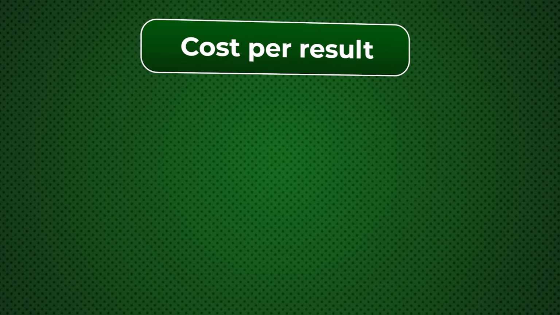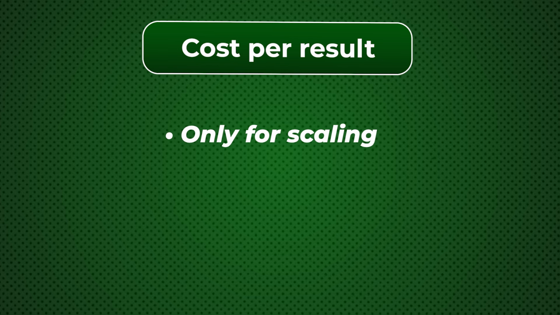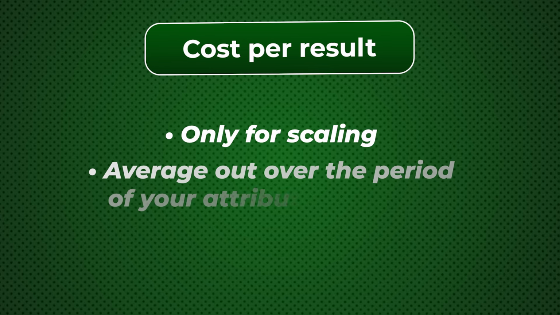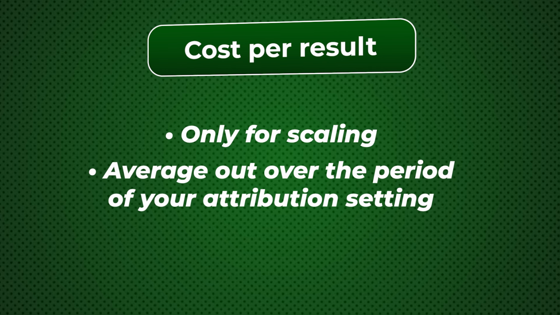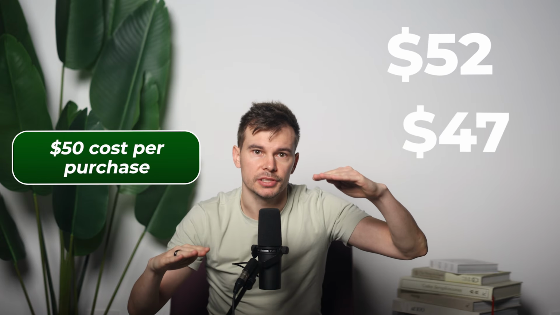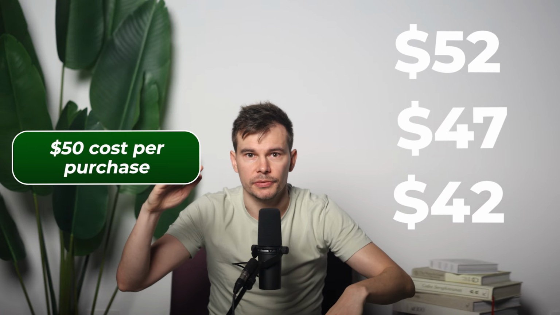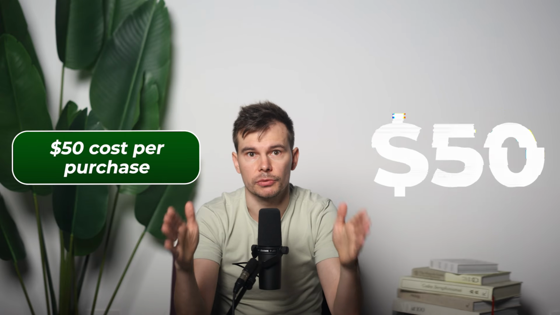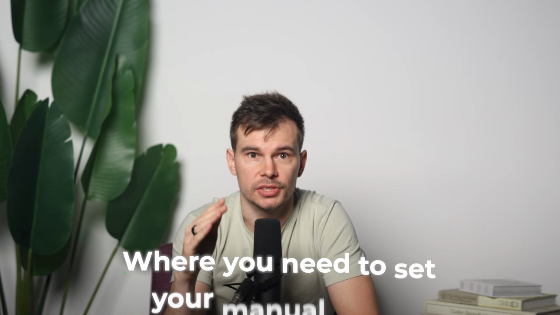and when. I use cost per results, which is also known as cost caps, and I use it only for scaling. I'm not using it for testing. It should average out over the period of your attribution setting. Let's say if you're using 7-day click attribution setting, then the results should average out in that period. So let's say you put $50 cost per purchase. One day it would be 52, another day 47, third 42, fourth 57, but in the end it should average out to 50.